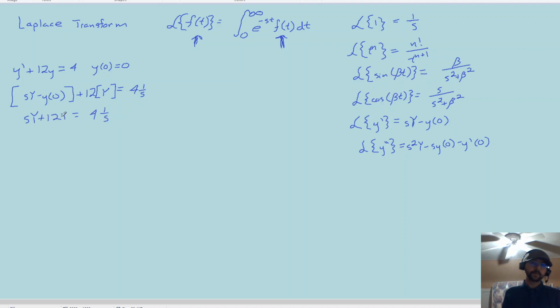Now, we can factor out big Y, and then this equals, I'm actually going to put this back to 4 over s. I think it's going to be nicer. So 4 over s times, we're dividing both sides by s plus 12, 1 over s plus 12. So that is equal to 4 over s times s plus 12.